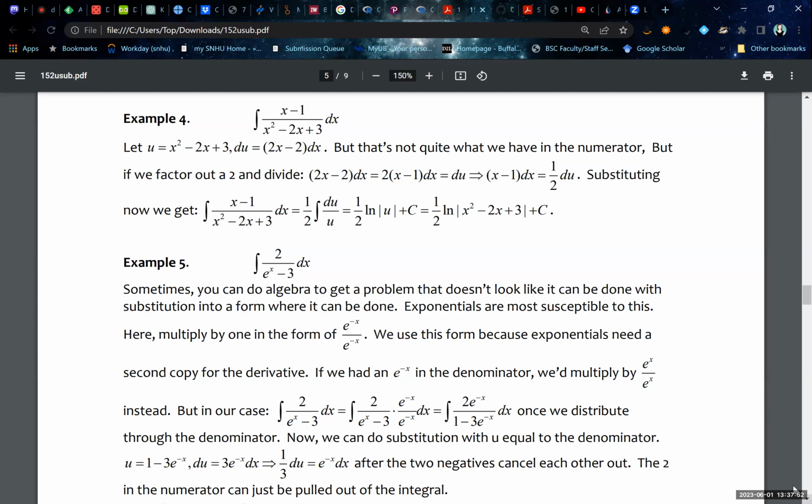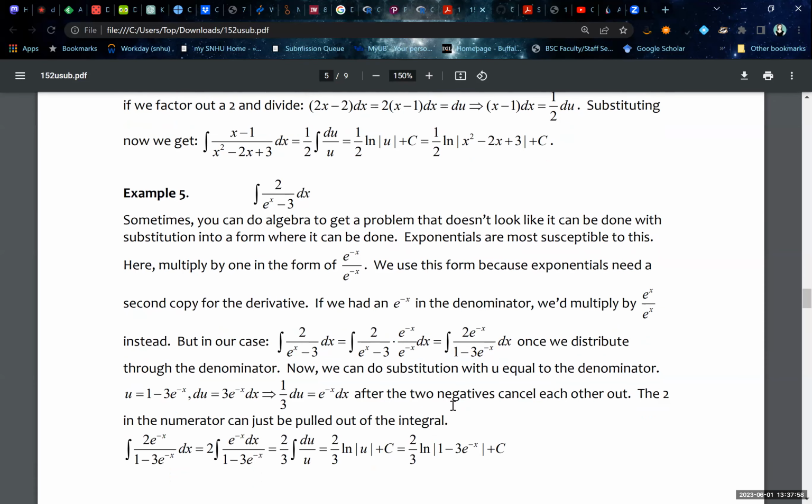Now, there are some problems that are substitution problems, but are in disguise because somebody has done some simplification. And that is typically an example like this, where the derivative of e to the x is e to the x, right? And here normally we'd say, okay, there's an e in the denominator, we make the denominator our u. Oh, but there's no e in the numerator. So the way that we fix this is we multiply by 1.